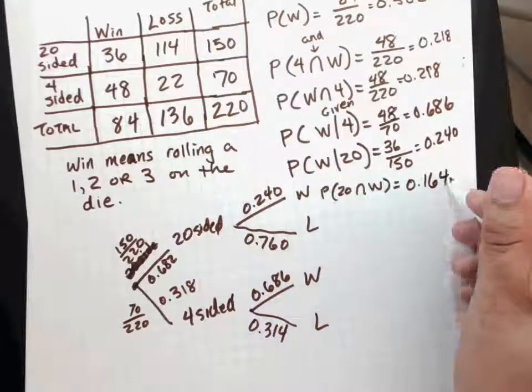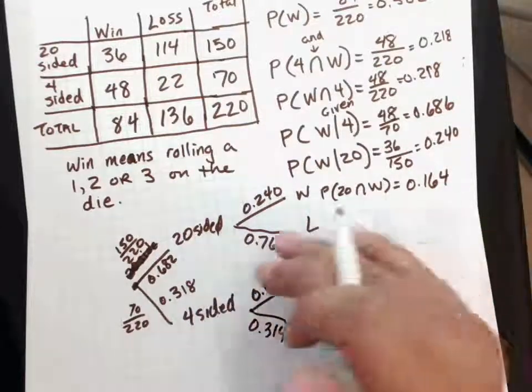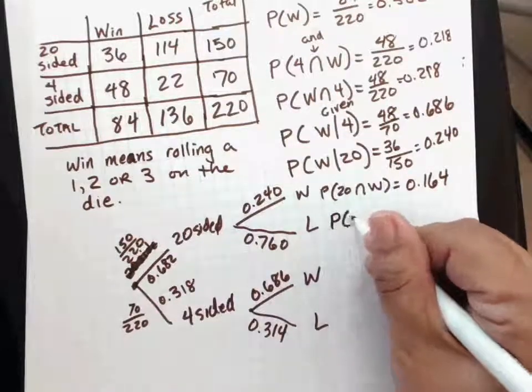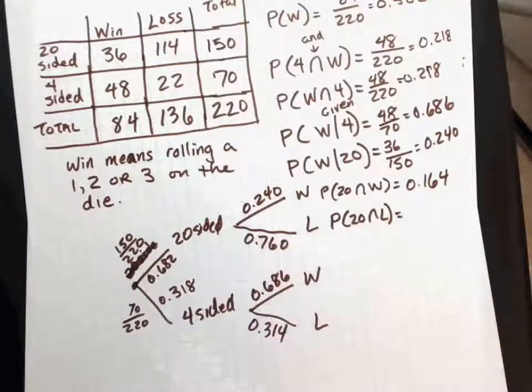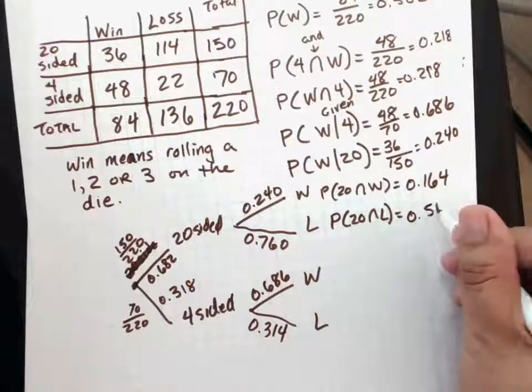Now there's going to be some rounding errors, so this won't matter too much. It won't be exactly right. The probability I have a 20-sided die and I lose is going to be the product of these two numbers, 0.682 times 0.760, or 0.518.